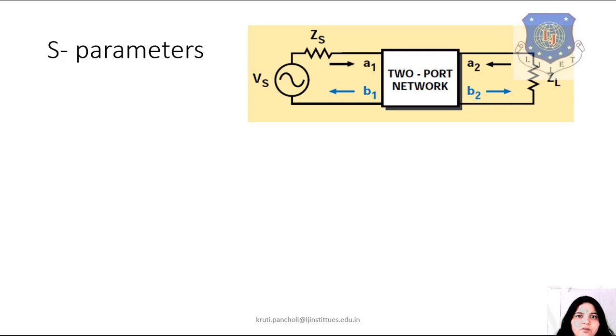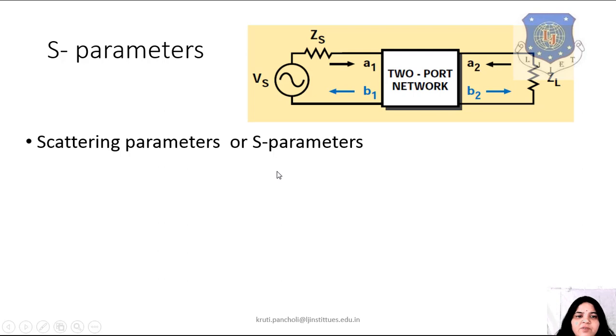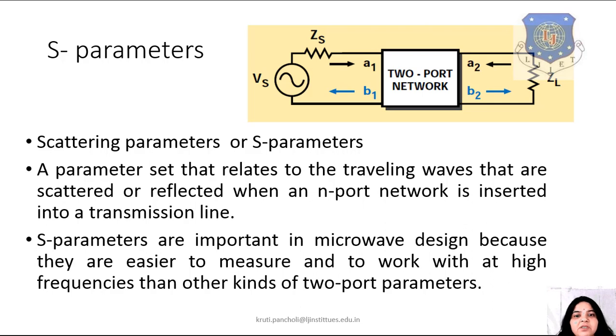So here we are talking about waves: the incident wave and the reflected wave. Here we have A1 and B1. To describe the system, we use the incident wave and the reflected wave, and in terms of that we learn the parameter for microwaves. It is the S parameter. Scattering parameter is the full form of S parameter.